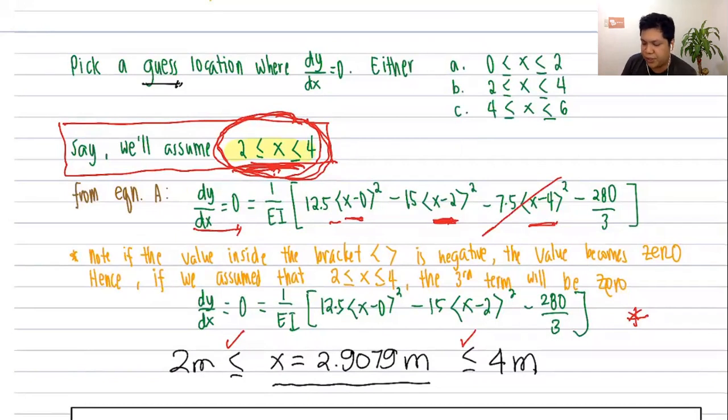Say, sir, I assume that it's between 0 and 2. If we assume that it's between 0 and 2, what happens? This first term, any value between 0 and 2, will it be positive or negative? It's positive. So we evaluate.